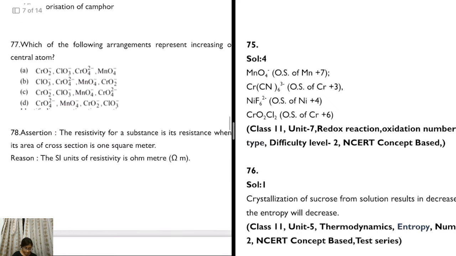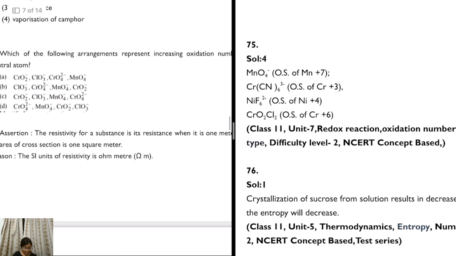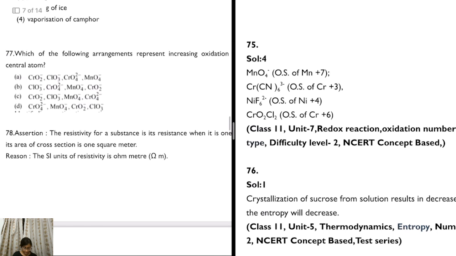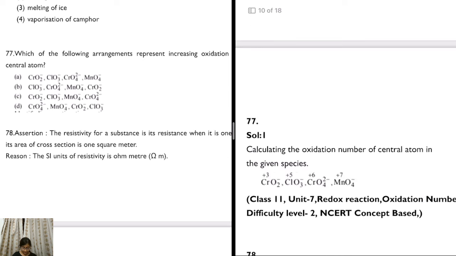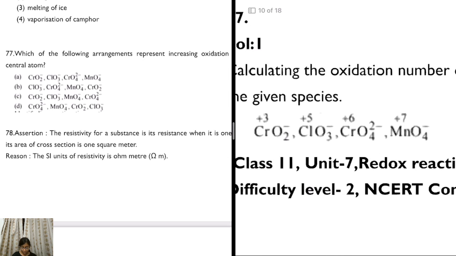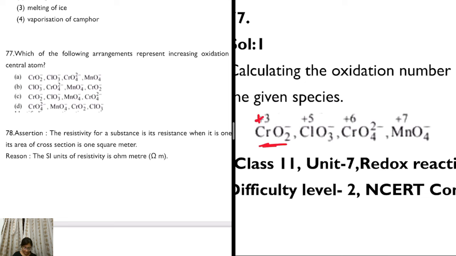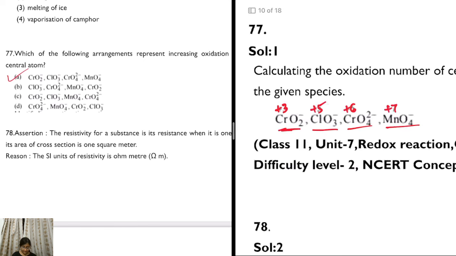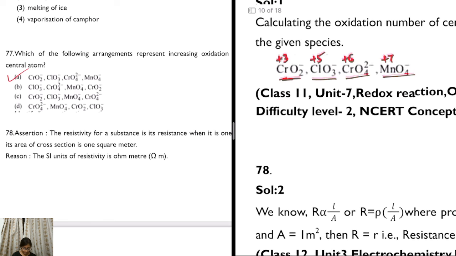In the next question, which of the following arrangements represents increasing oxidation number? Let's calculate the oxidation number. See, for CrO2 negative, it would be +3. We all know how to calculate it. ClO3 minus, it would be +5. For this, it would be +6. And again, for MnO4 negative, it would be +7. So now we can arrange it clearly. Let's see the next question.